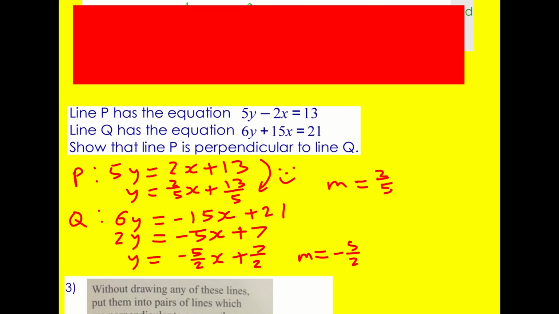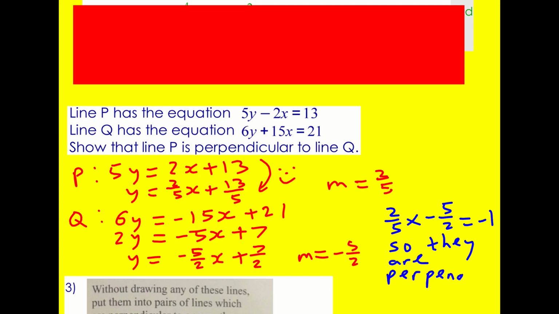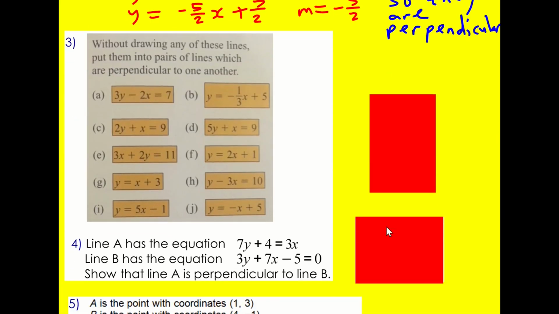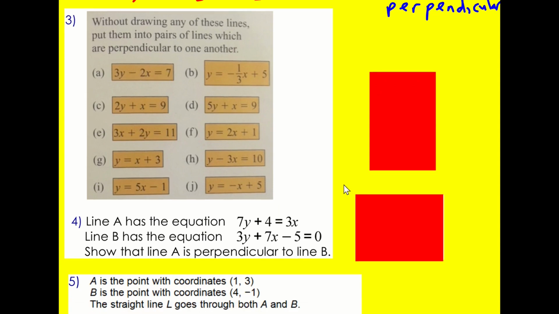And then you can either say that they're negative reciprocals, or you can write down that 2/5 times, this is a good way of doing it, times minus 5 over 2 is equal to minus 1. So they are perpendicular. It does say show that, so again, you need to be convincing. Okay, try some similar questions now.